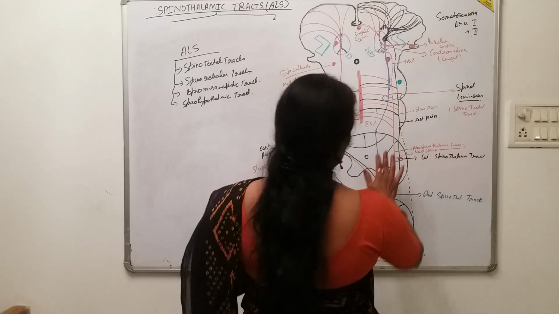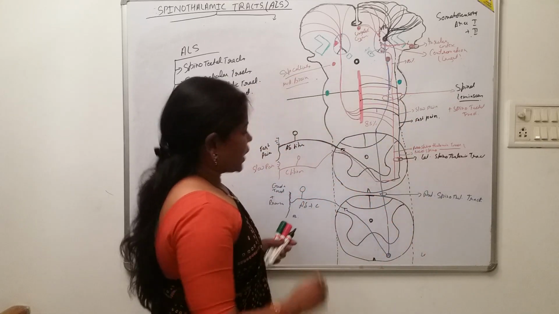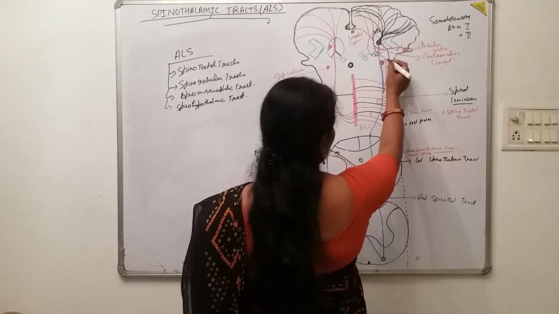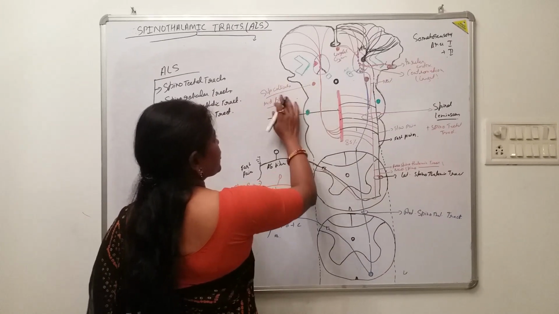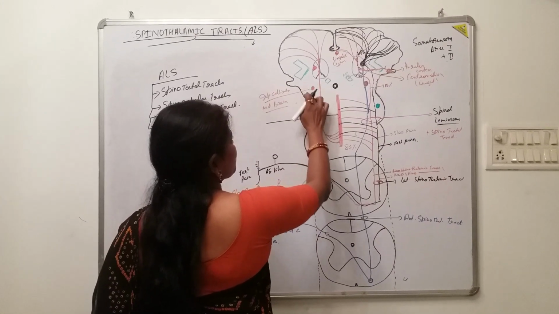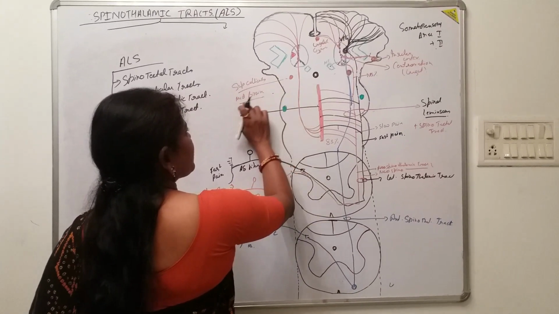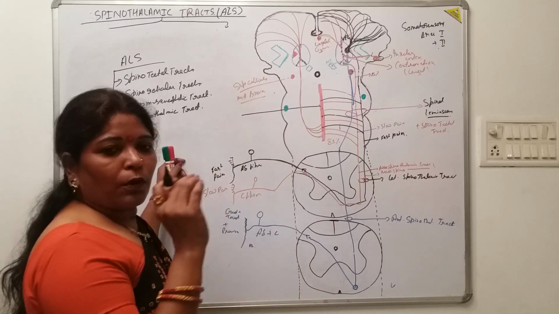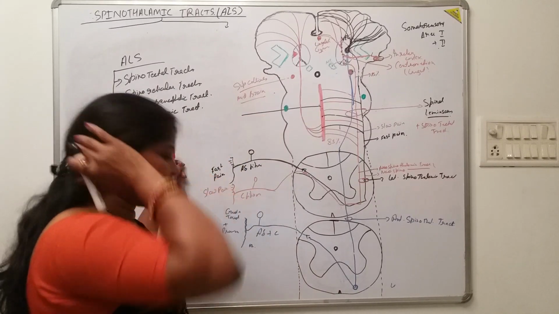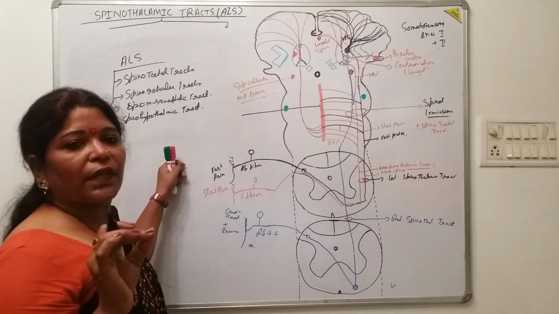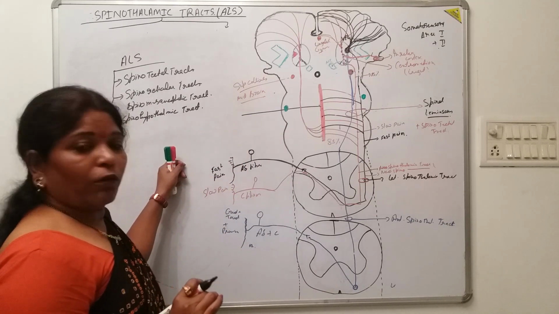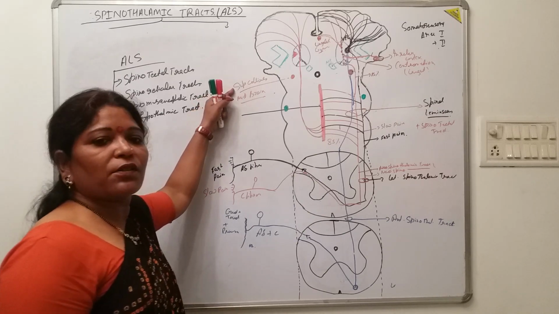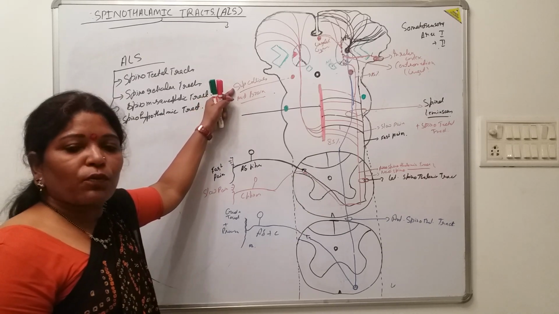Some collaterals from the ascending pathway are given to the superior colliculus. Look here, this red color structure. What is this? This is the superior colliculus, which is present in the midbrain. The midbrain has two pairs of colliculi on the dorsal aspect. The upper pair is the superior colliculus and the lower pair is the inferior colliculus.